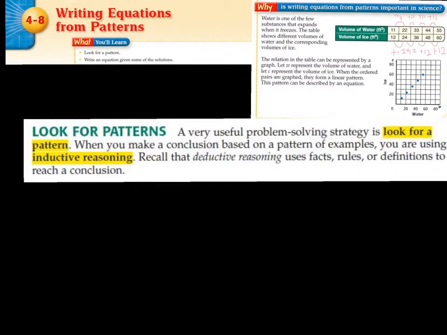A very useful problem-solving strategy is look for a pattern. When you make a conclusion based on a pattern of examples, you're using inductive reasoning. Recall that deductive reasoning uses facts, rules, and definitions to reach a conclusion.